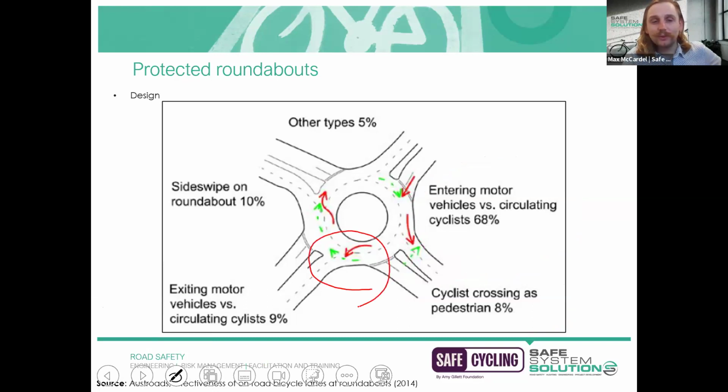Exiting motor vehicle versus circulating cyclists. Now, this one is only at 9%, but anecdotally, this is the one that stresses me out the most when I'm riding in a roundabout. Particularly if I was riding and turning right. I'll see if I can annotate this drawing. I know there's lots of arrows there already. Let's say I was cycling along and I wanted to turn right like that.